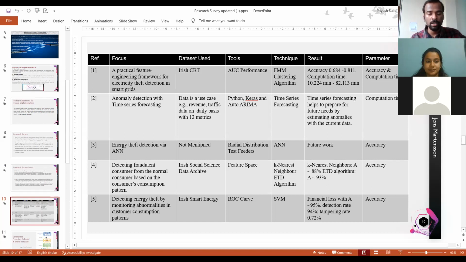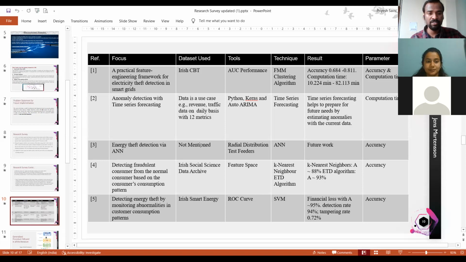The next paper discussed artificial neural networks. Unfortunately, which data set has been used here is not mentioned in the paper. As we have already seen, they use the 13-bus system, which is a radial distribution test feeder. The result is, of course, a prediction only, and they focused more on accuracy.